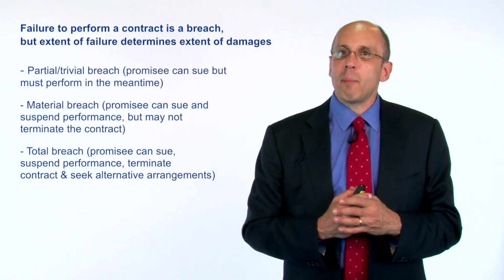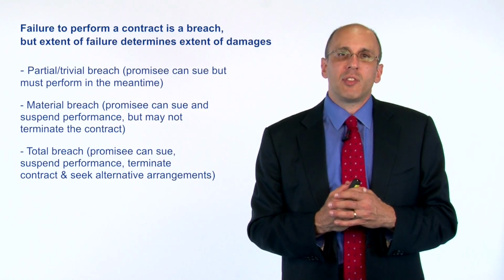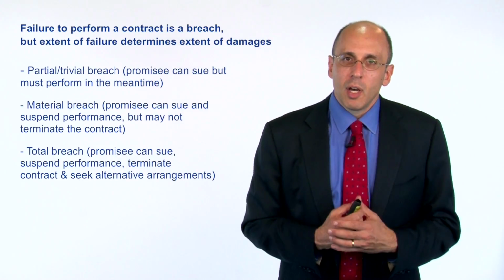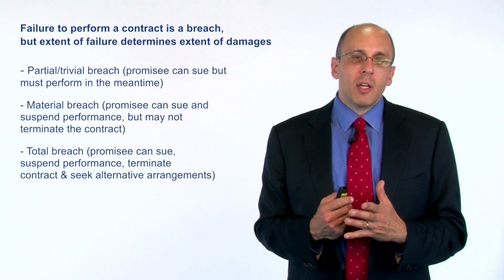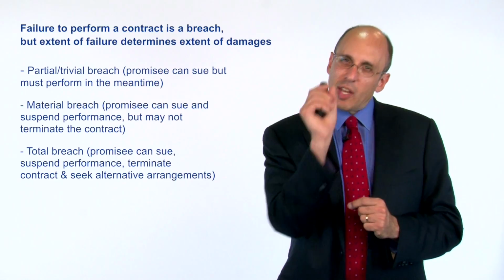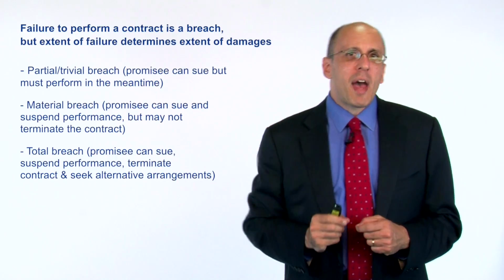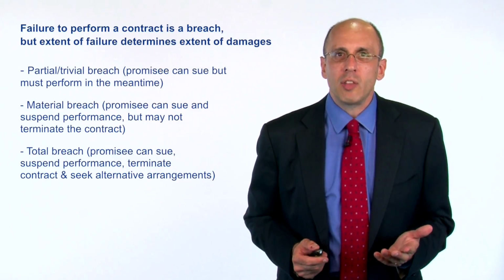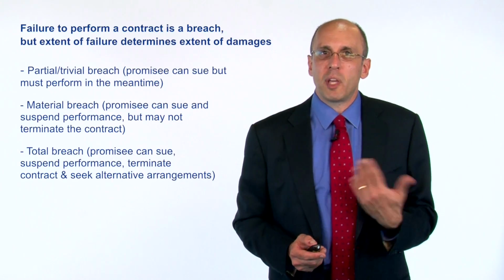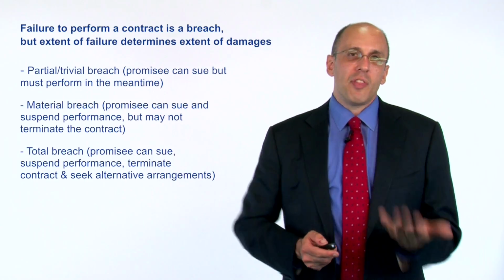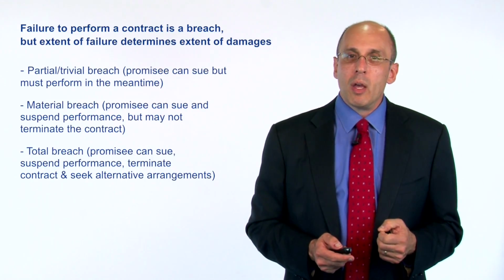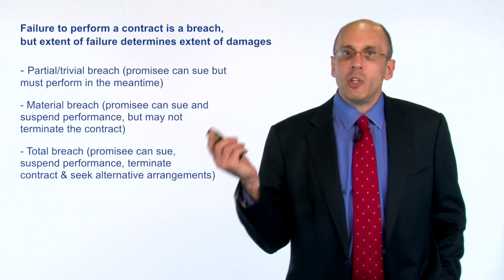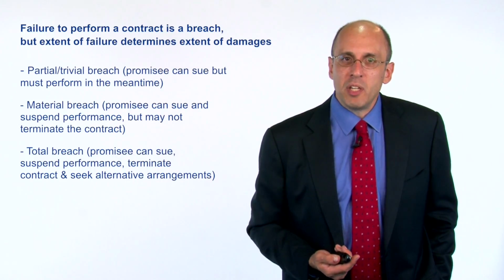So to take an example, let's say that I will pay you $100 if you paint my fence, and then you paint every bit of the fence except there's one little corner way in the back of my yard that I didn't quite get to. Well, that's a breach of the contract. I didn't actually paint the whole fence, but you can't withhold the entire $100 because I did most of the fence, and whatever breach there is is relatively minor. And so that's considered a partial or trivial breach, and I can sue, I can get you to finish it, but I have to perform in the meantime.